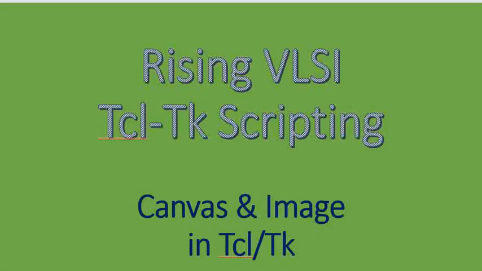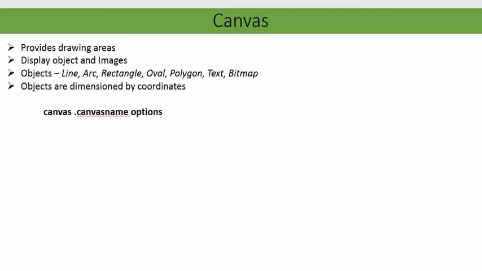Hello everyone. In this video I have taken the topic of canvas and image in TCL-TK. So canvas provides a space for drawing, over which we can put some predefined objects or user defined images. The different objects we have are the line, arc, rectangle, and oval. Every object must be dimensioned within its coordinates.